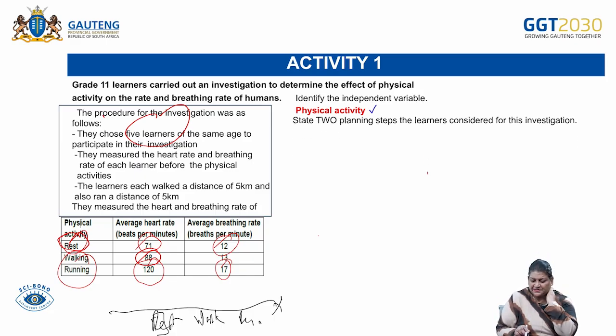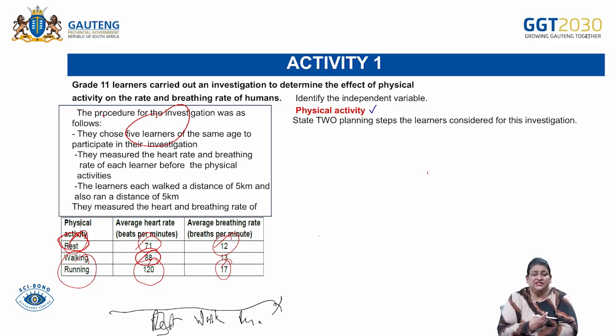State two planning steps the learners considered for this investigation. When you're doing an investigation, you must always plan what you're going to be doing and when you're going to be doing it. So what are some of the planning steps? Because you're involving people, you must ask the person, can I have permission to conduct an investigation on how fast your heart beats when you're resting and when you're running? Then the person would say yes, and you give them a little permission slip to fill, so you have evidence that you asked for permission before you did the investigation. That is permission, and that is because you're dealing with people.